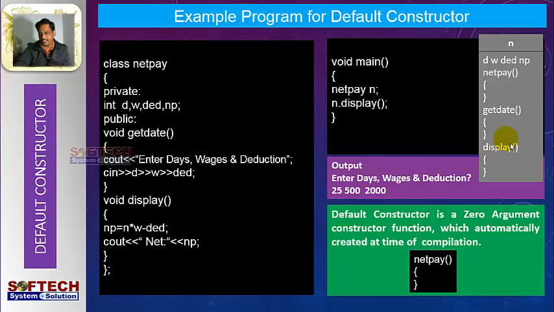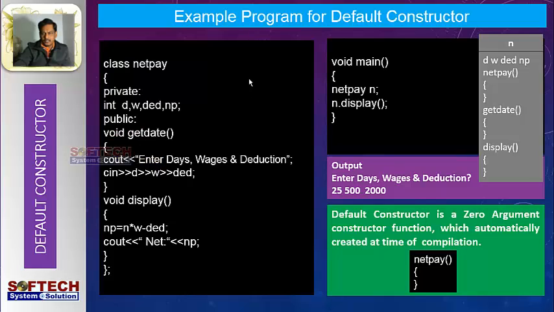That is 25 into 500, 12,500. Then minus 2000. So 10,500. It will display net equal to 10,500. So 10,500 is the result. If we want to assign the value to the data members, we call the n dot get data function.